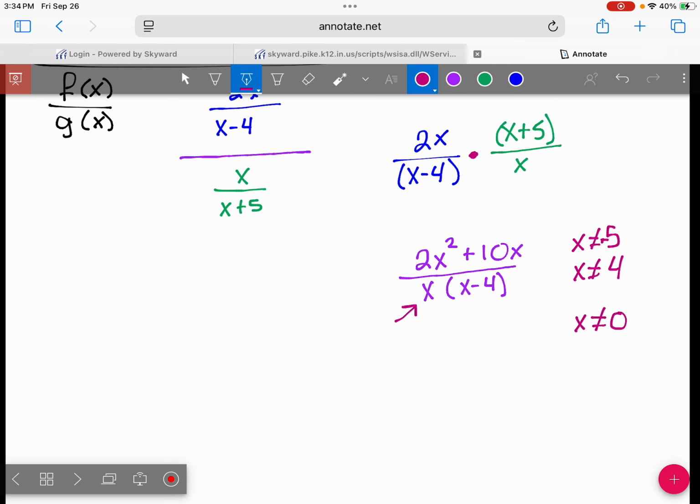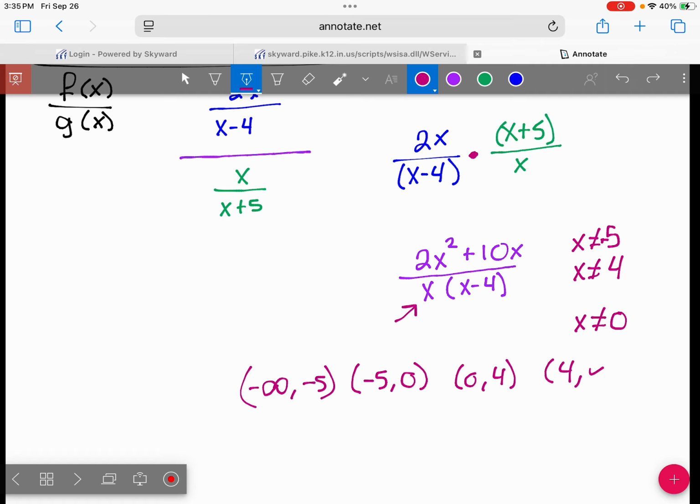So our domain on this one is going to be from negative infinity up to negative 5. And then we're going to go from negative 5 up to 0. And I have to jump again from 0 to 4. And then we're going to go from 4 all the way out to infinity.